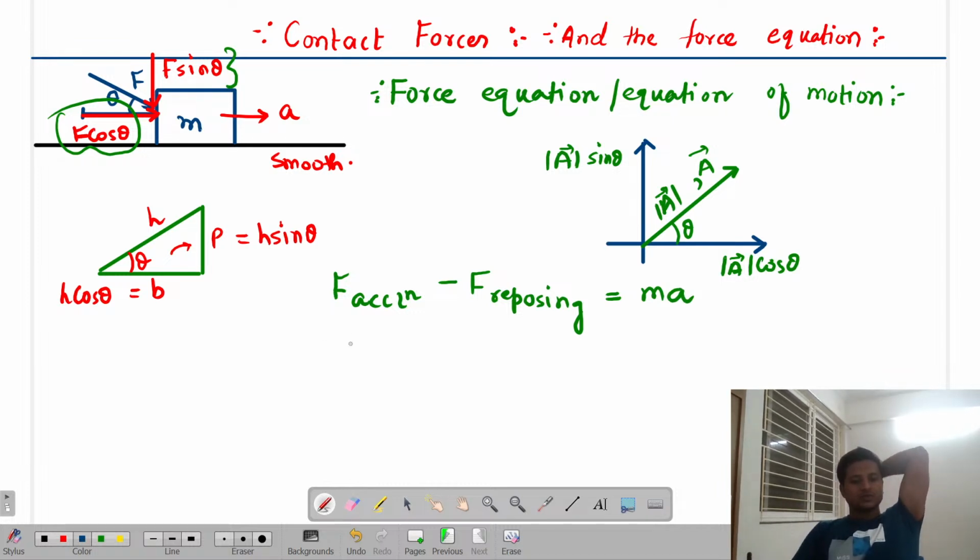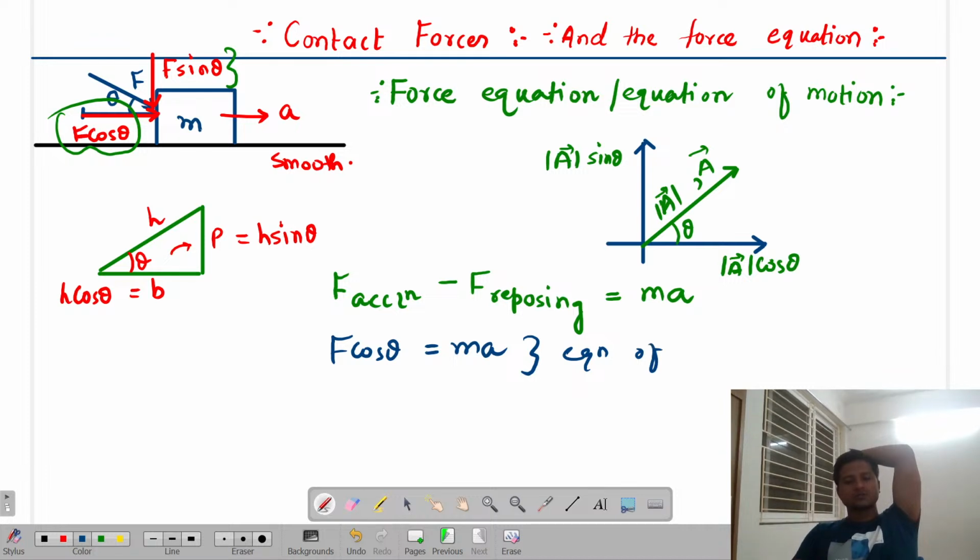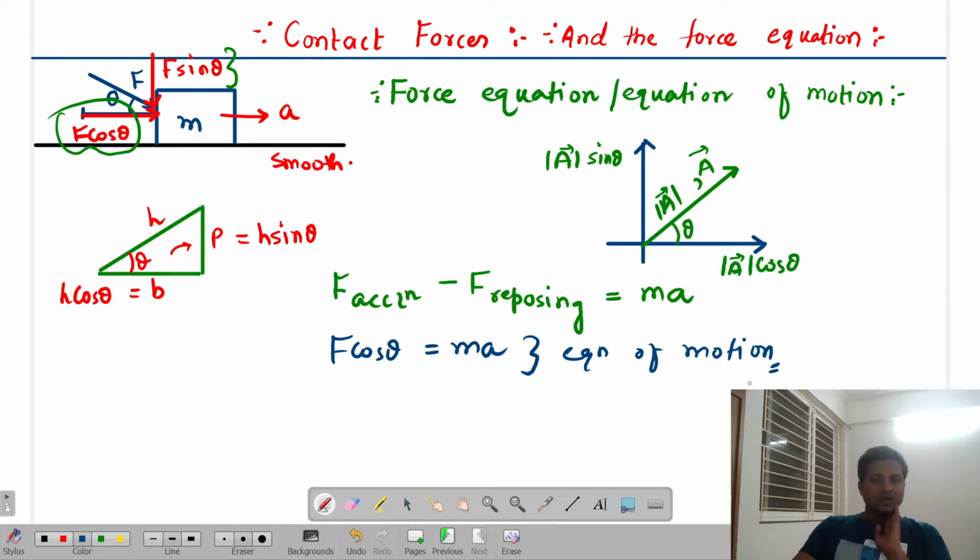So which force is accelerating? F cos theta. There is no opposing force. So F cos theta is exactly equal to m a, and this is going to be called the equation of motion. Are you able to get me or not? मेरी बात समझ में आ रही है ना? How come you can say like that? But that force, I'll come on that. Wait. Okay. So basically, F cos theta is equal to how much?